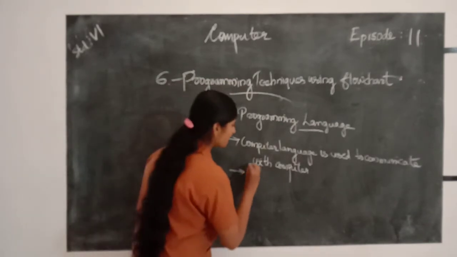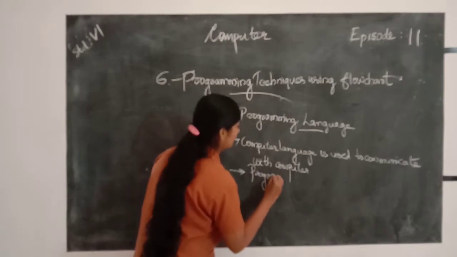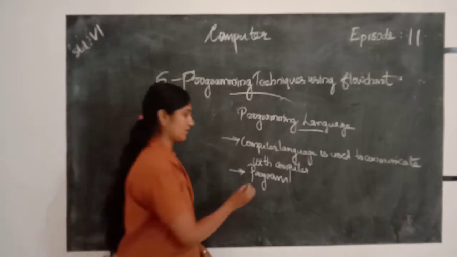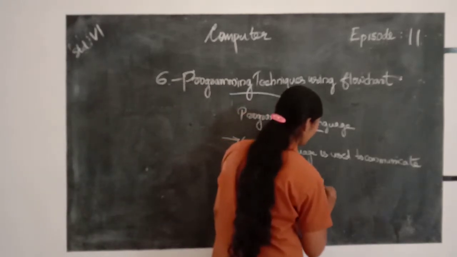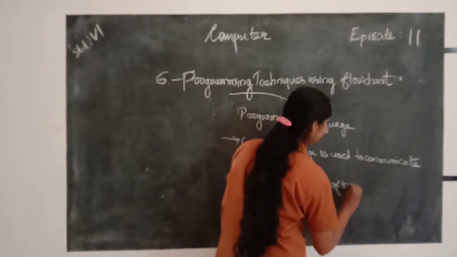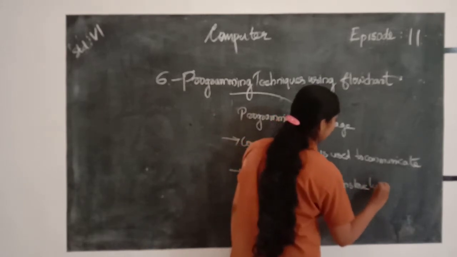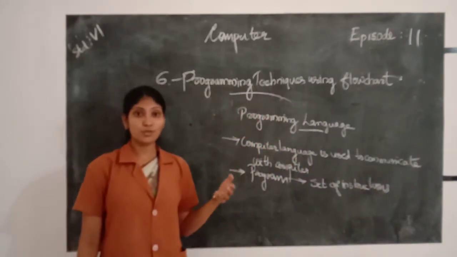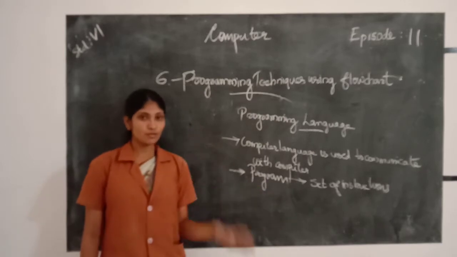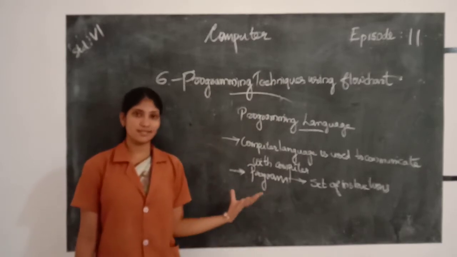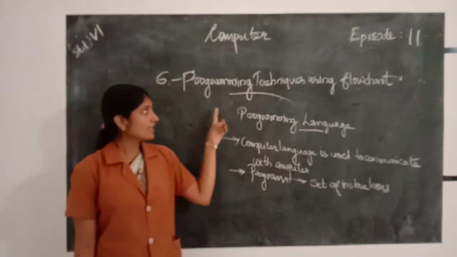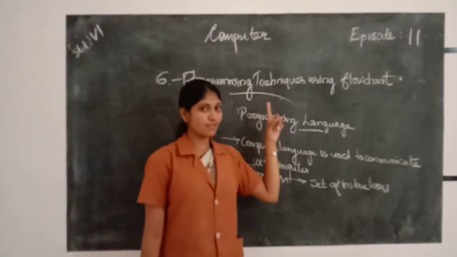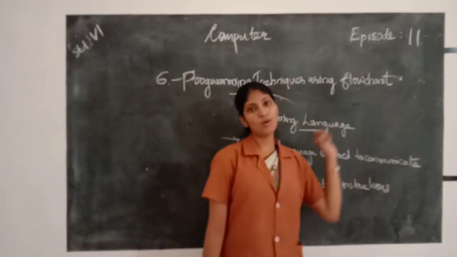Before that, what is a program? A program is a set of instructions. Then, what do you mean by instructions? Telling the computer what to do or what to perform. That is an instruction. A group of instructions or a set of instructions is known as a program. So, here we have to learn programming methods or techniques using flowchart.